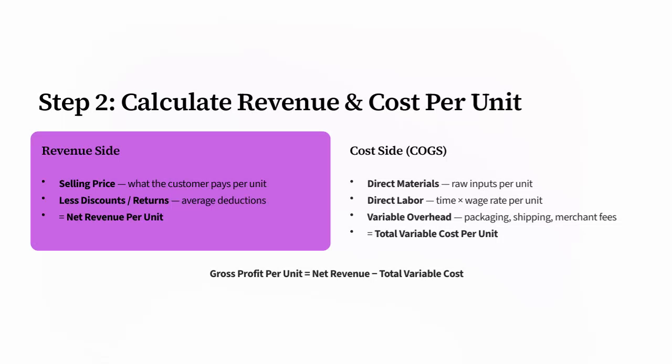This step brings revenue and cost down to a per unit level, making the economics easier to evaluate. On the revenue side, start with the selling price, then subtract typical discounts and returns to find net revenue per unit. On the cost side, add direct materials, direct labor based on time and wage rate, and variable overhead such as packaging, shipping, and merchant fees. The key result is gross profit per unit, net revenue minus total variable cost. This shows what each sale contributes before other expenses.